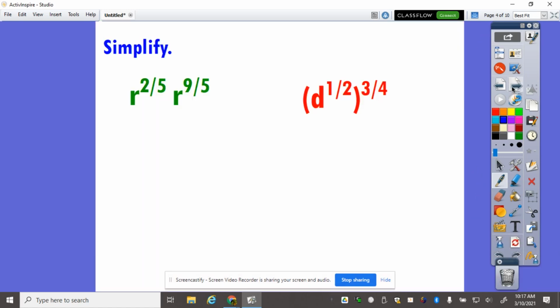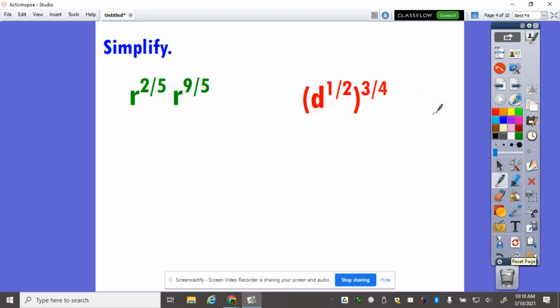Let's go ahead now. So simplify R to the 2/5 times R to the 9/5. Okay. Mr. O, why are you adding fractions here? Because there's a case that this might be a fifth root of R squared, or this might be a fifth root of R to the ninth. So I have to start with fractions. One way to solve it is to practice your fractions or use your graphing calculator.